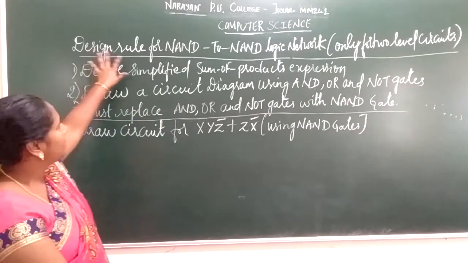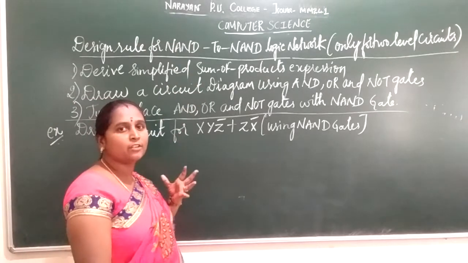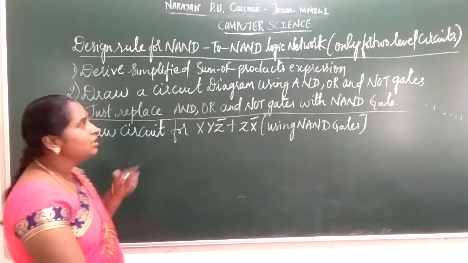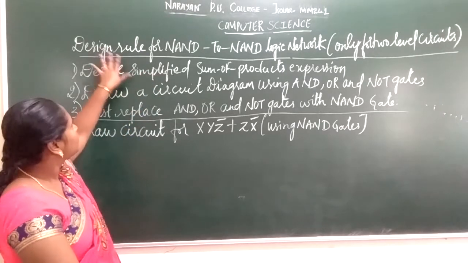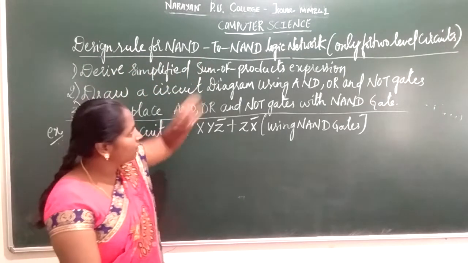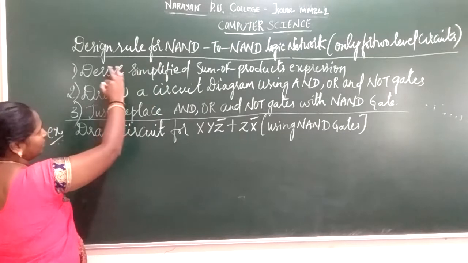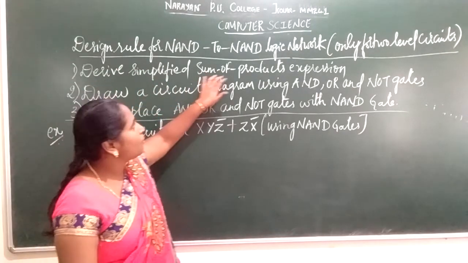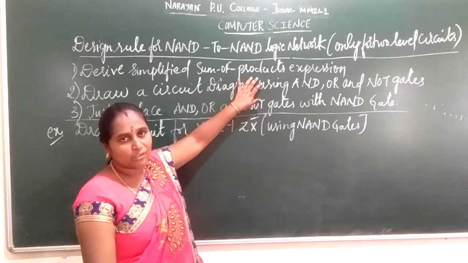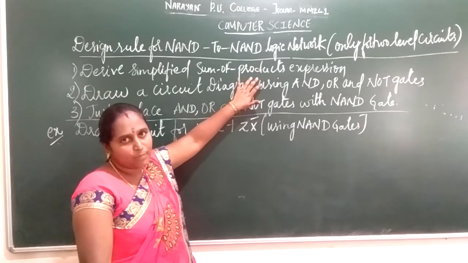So the design rule for a NAND to NAND gate. Even an OR gate has a design rule, just one or two variations, the same rule is applied. So the design rule for a NAND to NAND logic network is nothing but there are three rules. What are the three rules? Derive a simplified sum of products, that is an SOP expression. You have to get a simplified SOP expression.